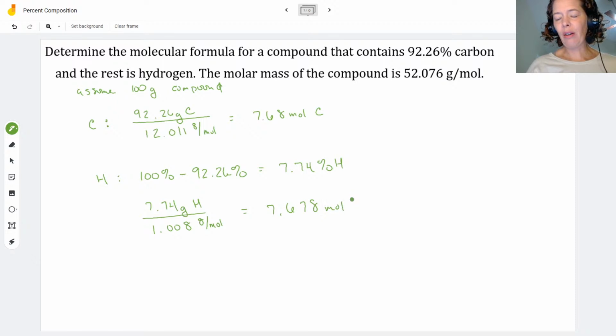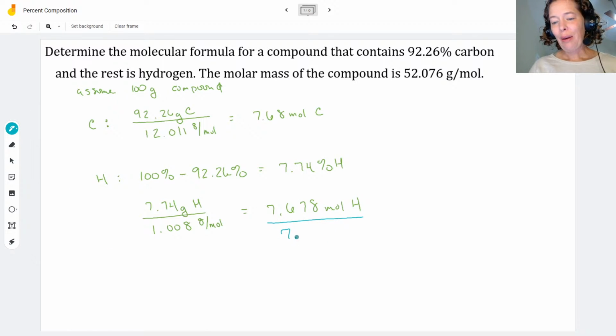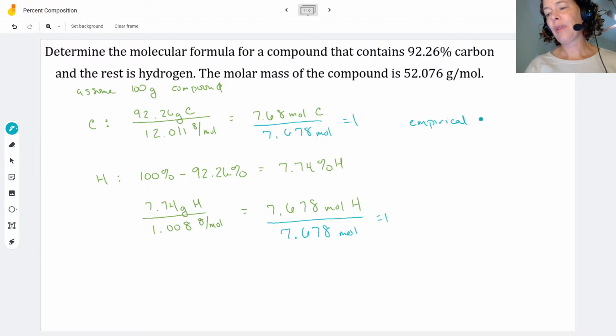7.678 moles of hydrogen. On to my next step, where I'm going to find my smallest number and divide by that. You could say it is either one, but it's actually the hydrogen, so we'll divide by the hydrogen. But you can already see, without having to put anything in your calculator, these are both going to be 1. They're close enough that they're going to be 1, which means my empirical formula is CH.